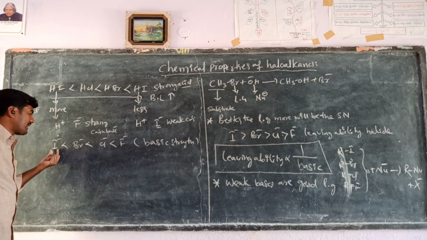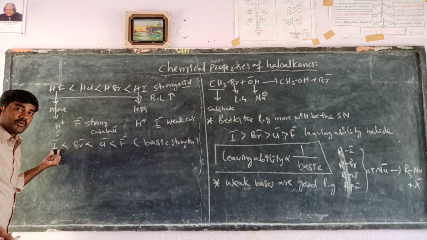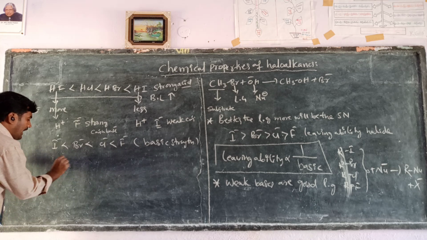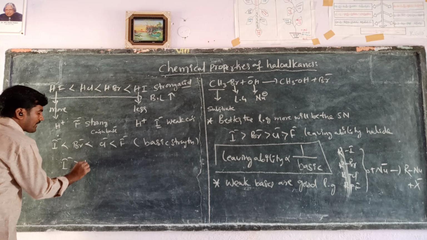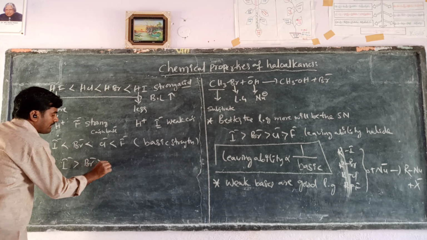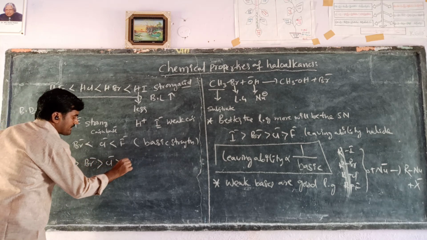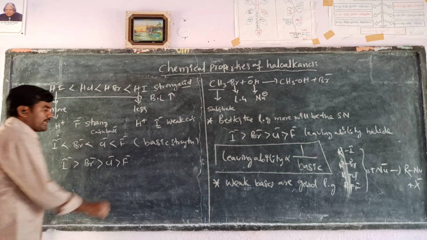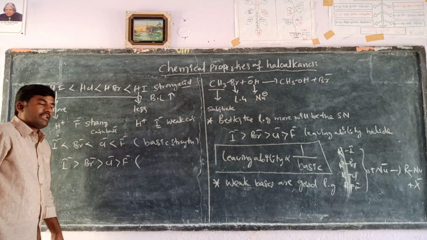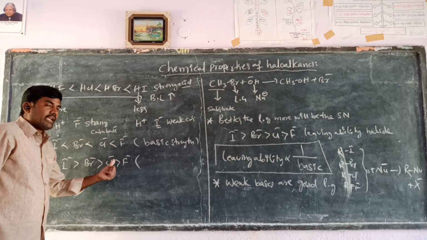Now, leaving tendency: weak bases are good leaving groups. Which is the weak base here? Iodide. So which is the good leaving group? The weak base. I minus is greater than Br minus, greater than Cl minus, greater than F minus. This is the leaving ability of iodide, bromide, chloride and fluoride.